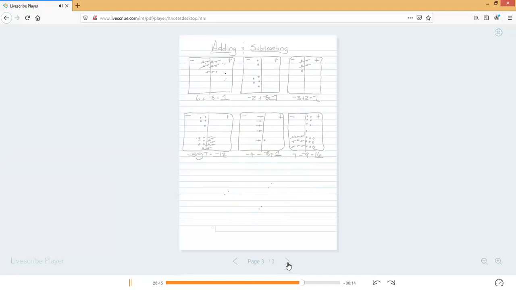Let me draw my Algebra Mats. We have 1. Wish I had a ruler so it can look a little bit better. 2, 3.